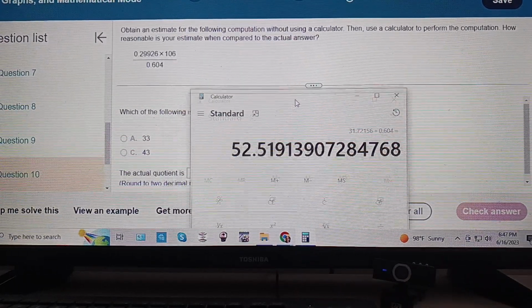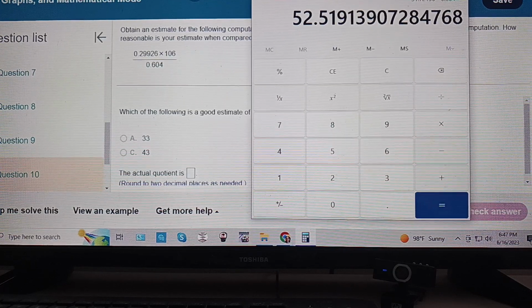So 52.5. It's close, but not necessarily extremely close. They want me to round to 2 decimal places. It says right here. So I look at the second decimal. There's a 1 right there. I'm either going to keep this 1 or add 1 to it to make it a 2. Since the next digit's 5 or higher, I need to add 1 to it to make it a 2. So it's going to be 52.52.